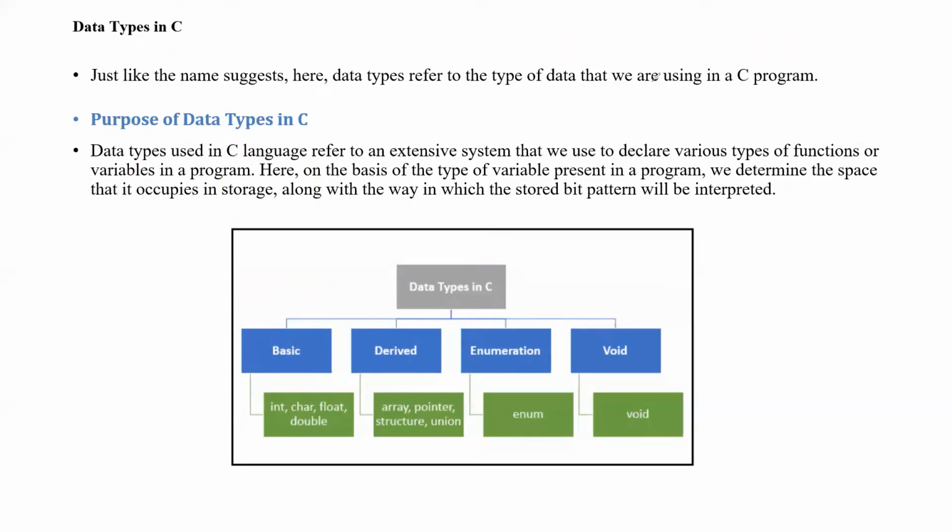So in C programming, when it comes to data types, they can be classified into different types. And here we are giving the information regarding what is meant by data types. Just like the name suggests, data types refer to the type of data that we are using in C programming. Which type of data you're going to use, we represent with the help of data types. And the purpose of data type, why we use it, what is the need? Actually the intention of defining the data type is that it is interlinked with memory.